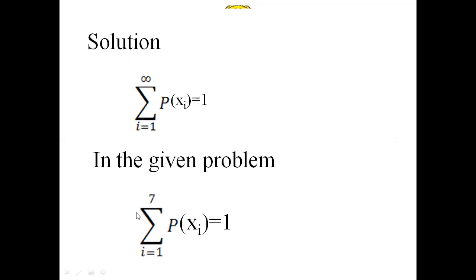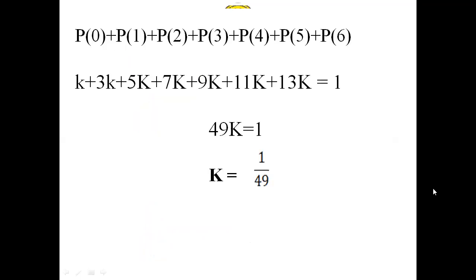By expanding this summation, p of x1 plus p of x2 plus p of x3 and so on p of x7 is equal to 1. So p of x1 means, here x1 means 0. That's why p of 0 plus p of 1 plus p of 2 plus p of 3 and so on p of 6 equal to 1. So that means p of x1, p of x2 and so on p of x7, the sum of all probabilities is equal to 1.